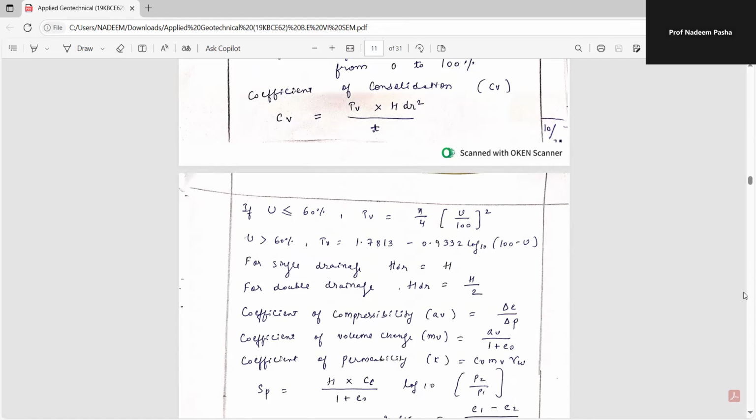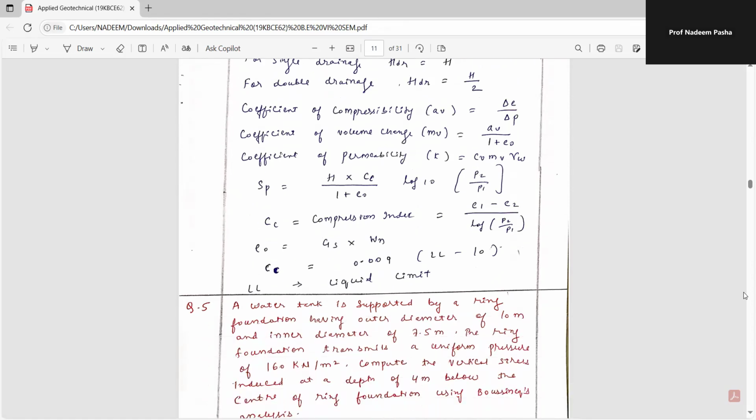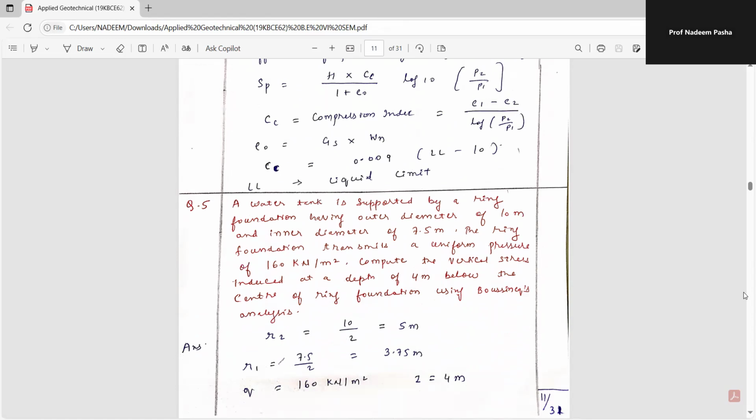Coefficient of compressibility av is equal to delta e by delta p. And the coefficient of volume change mv is equal to av by 1 plus e naught. Coefficient of permeability k is cv into mv into gamma w. Sp is equal to H into Cc by 1 plus e naught log to the base 10 of p2 by p1. Cc equal to compression index equal to (e1 minus e2) by log (p2 by p1). e naught equal to Gs into wn. So Cc is equal to 0.009 into (LL minus 10), where LL is liquid limit.